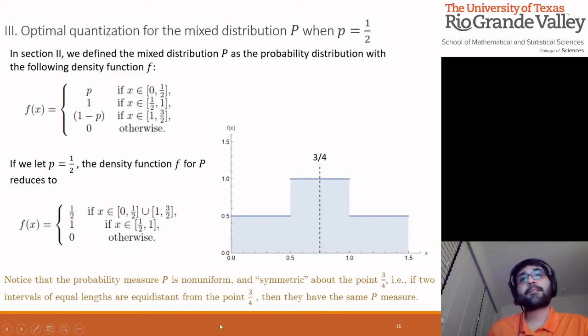Now notice that the probability measure P is non-uniform and symmetric about the point 3/4. That means that if two intervals of equal lengths are equidistant from the point 3/4, then they have the same P measure. So it's symmetric about this point. That's why I was telling you that 3/4 is going to be an important point in this study. The probability underneath this part is equal to this part right here. It's very clear.